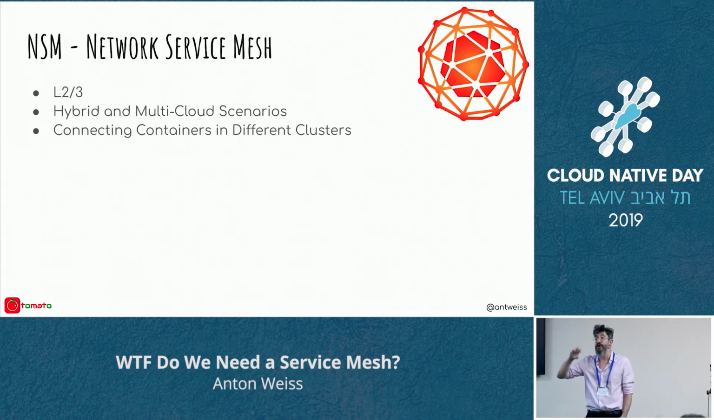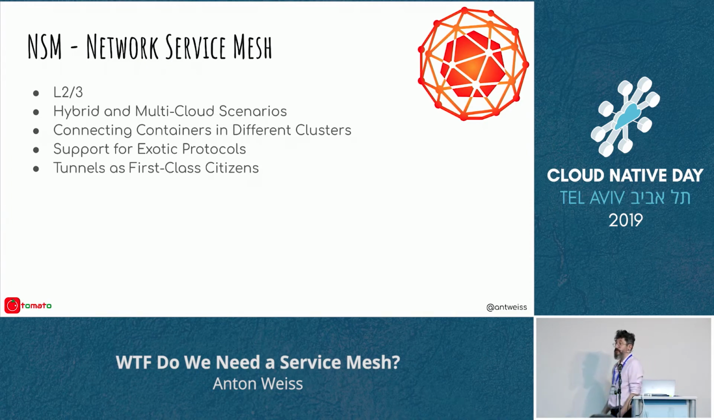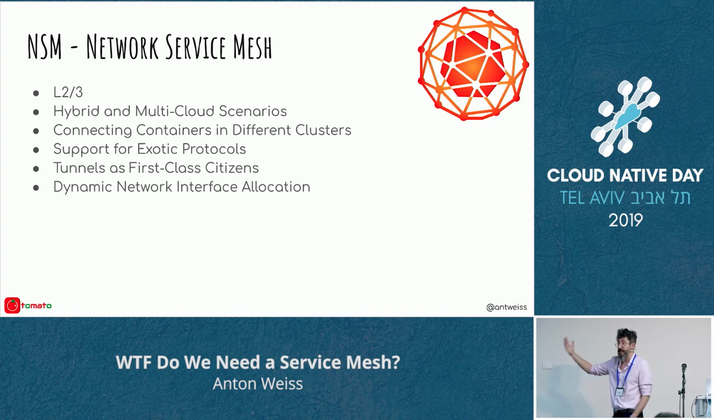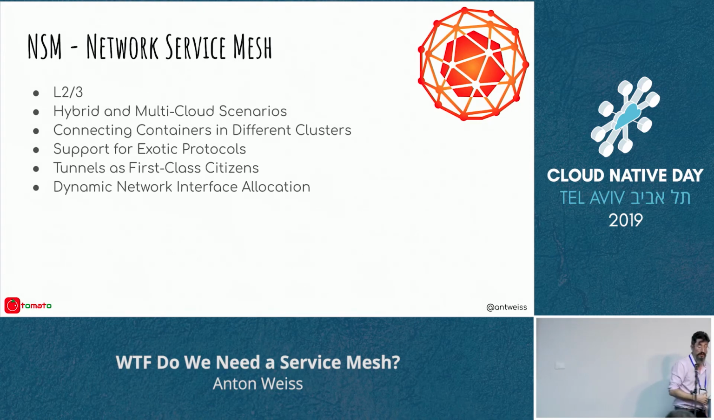Now, service meshes do have support for that usually, but that requires additional configuration. They talk about support for exotic protocols, so it's not only TCP/IP, HTTP, gRPC, etc. They're talking about supporting secure tunnels as first-class citizens. And while we're here at a cloud and edge computing day, they're talking about things like dynamic network interface allocation for talking with all kinds of exotic devices outside of our cloud.